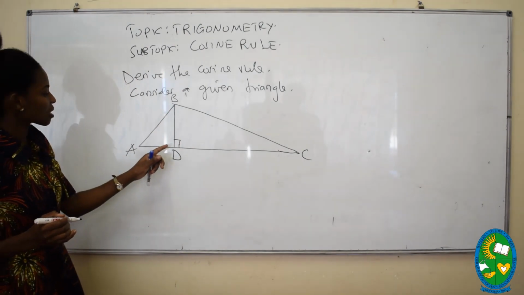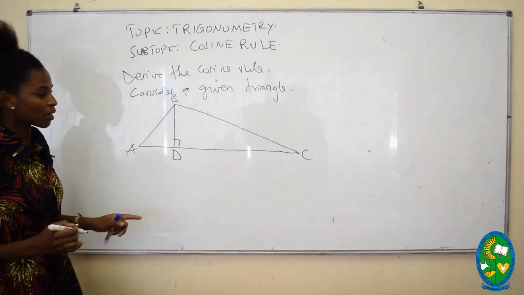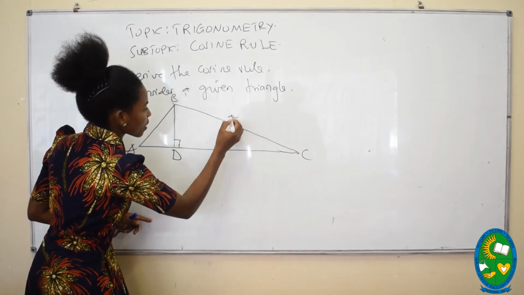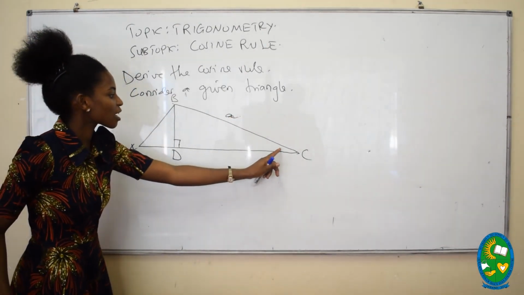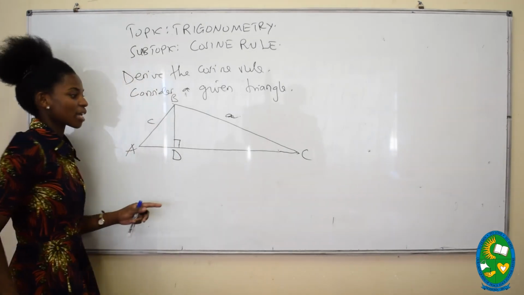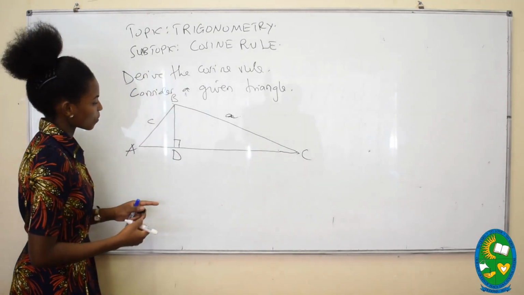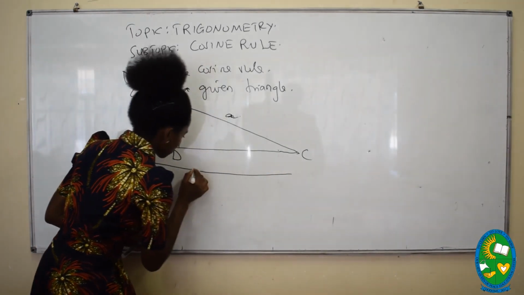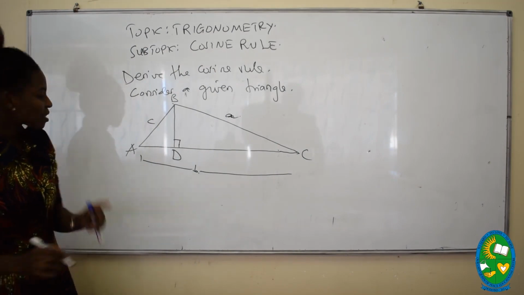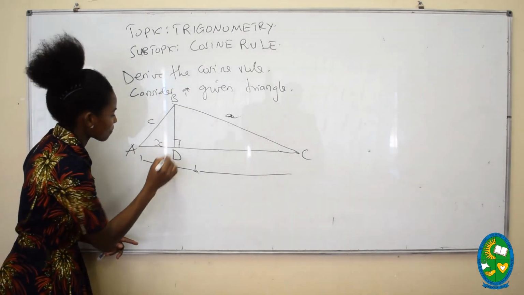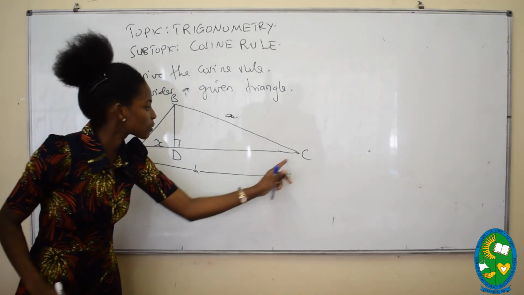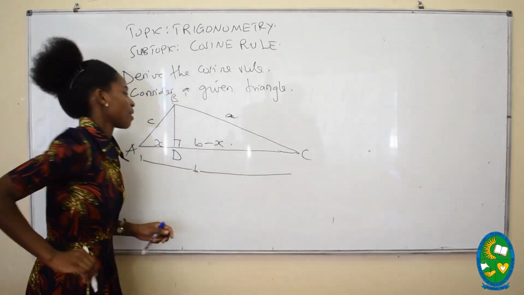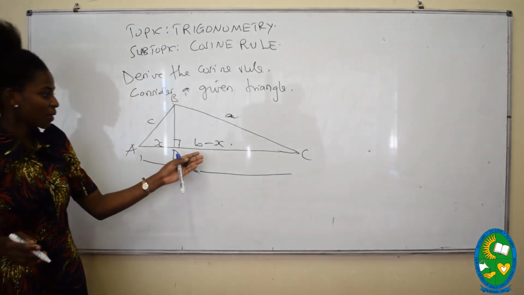When we form 90 degrees here, we look at the opposite of each angle. Opposite of angle A, its side is here, small a. Opposite of angle C, its side is c. And opposite of B is from here up to here; this side is b. The distance from A up to D is x. And the distance from D up to C is b minus x. So now this is our triangle.